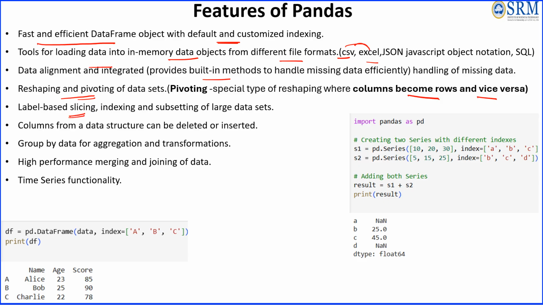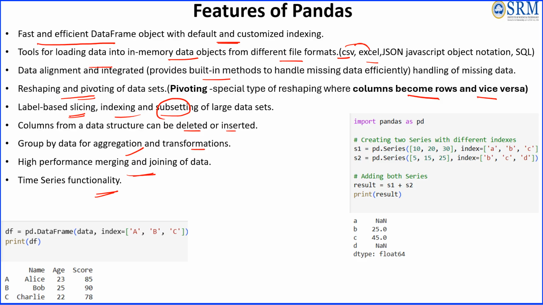A label is given to each element, so based on that we can do slicing and indexing, and we can take a subset. If it is a large subset, we can make groups and take that subset to do the analysis. Columns of a data structure can be deleted or inserted, and then you can group the data for aggregation. Suppose you want to find the mean for only a particular group, we can group it and take the aggregation and transformations. And high performance: merging and joining has high performance, and there is time series functionality.